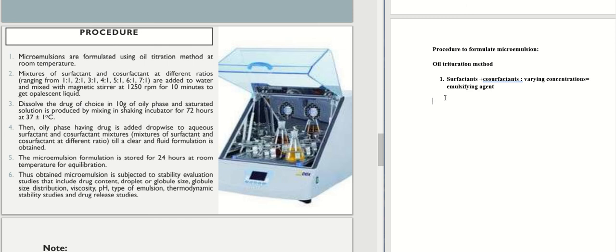Now, first of all, we need to make our definite concentrations of surfactants and co-surfactants of varying concentrations. Say, for today's experiment, we will be considering surfactant co-surfactant ratios ranging from 1:1, 2:1, 3:1, 4:1, 5:1, 6:1, 7:1.